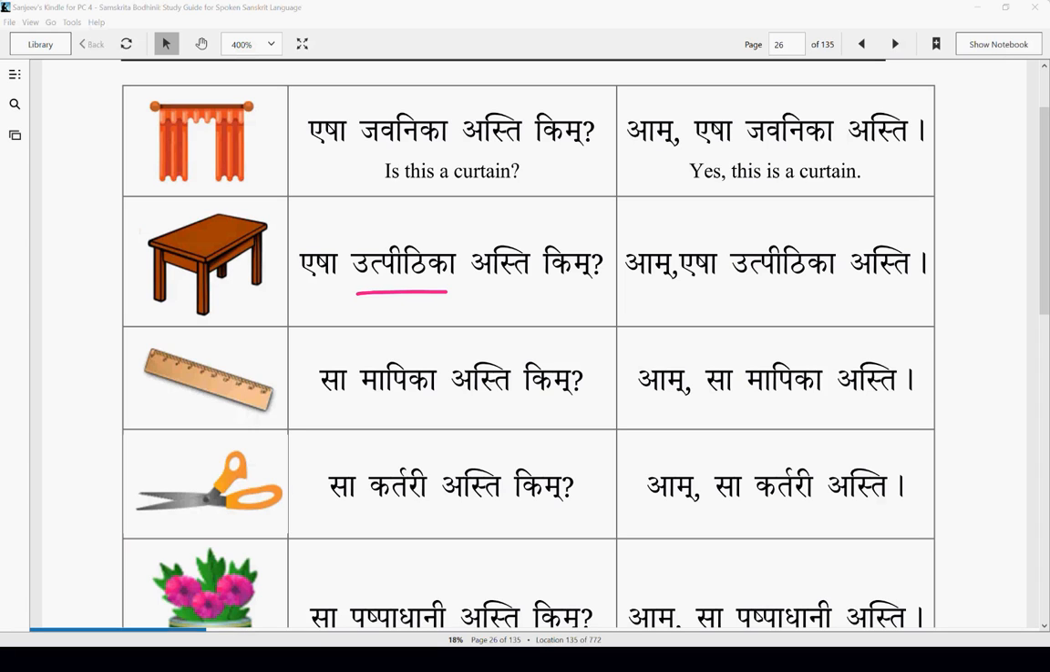"Esha utpatika." Is that right? Utpitika. "Utpitika asti kim?" "Esha utpitika asti." Asti. Next one should be easy.